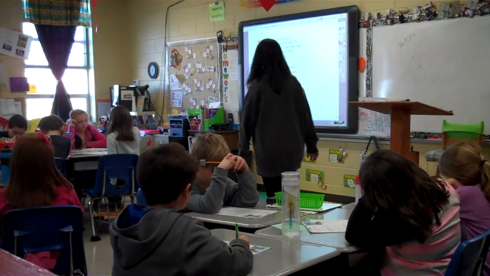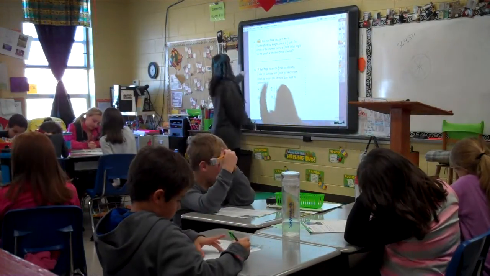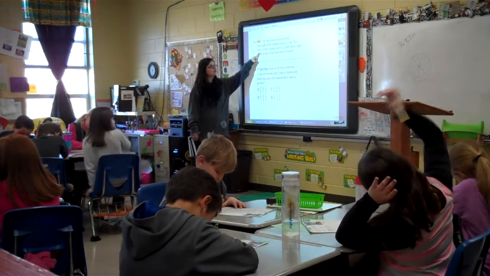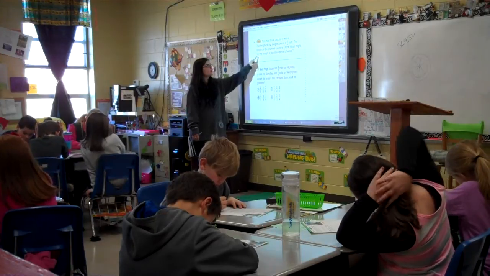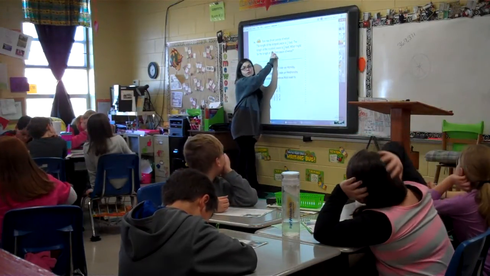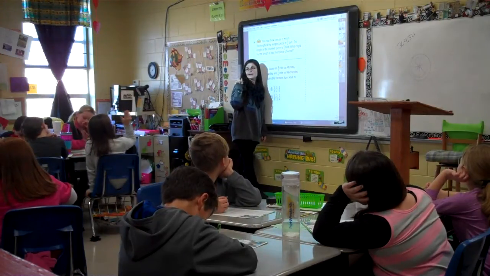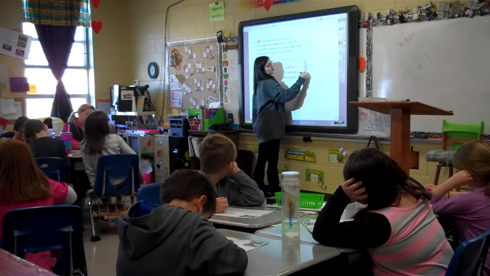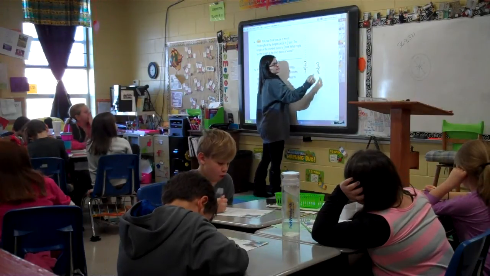Alright, look at number 14. Tom has 3 pieces of wood. The length of the longest piece is 3/4 of a foot. The length of the shortest piece is 3/8 of a foot. What might be the length of the third piece? If we have the longest piece and the shortest piece, we're trying to find the piece that would be in the middle. So what would be in between 3/4 and 3/8?